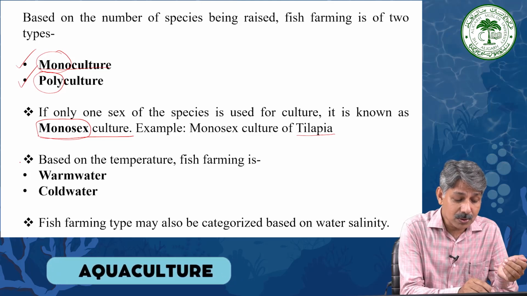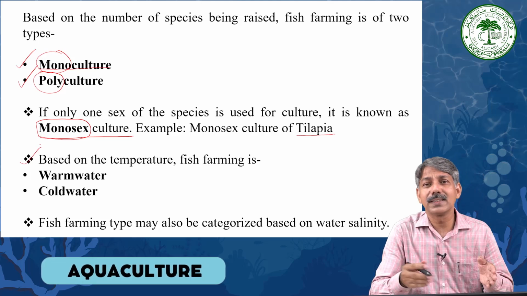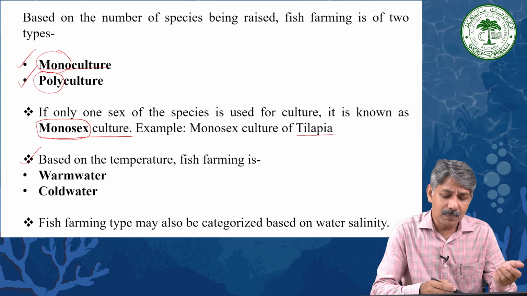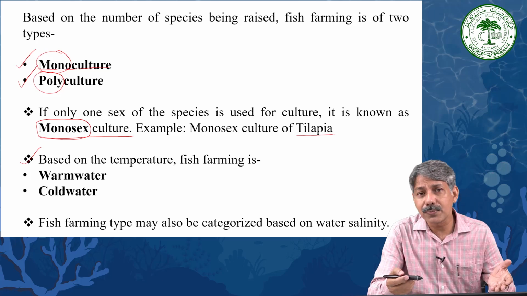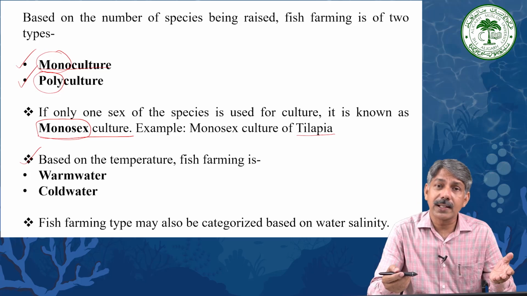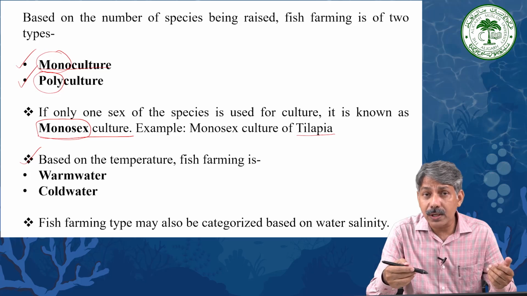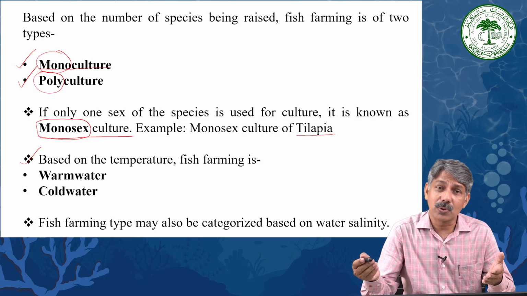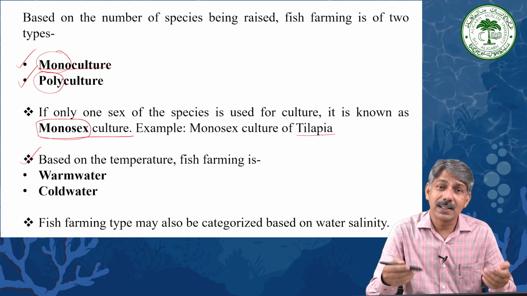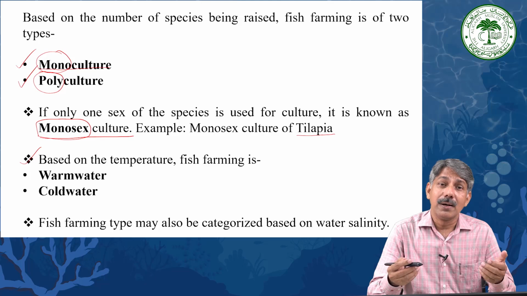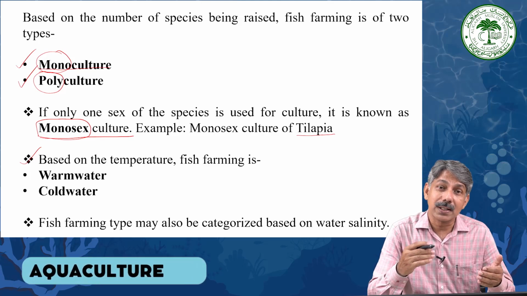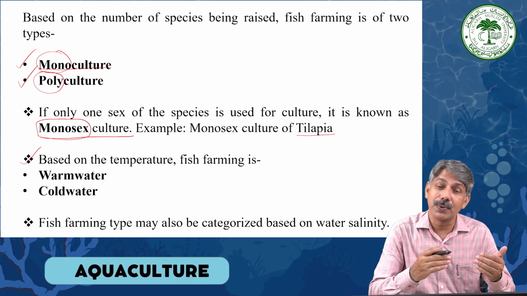Then we can also categorize, as I told you that categorization depends on what kind of criteria you are selecting. There may be warm water fishes, there may be cold water fishes. If the fishes you are taking are from the colder regions of the country or the world, then they will be categorized as cold water fishes. For example, there are certain species of fishes which are not comfortable for their survival, growth and reproduction when the water temperature goes below 15 degrees centigrade.